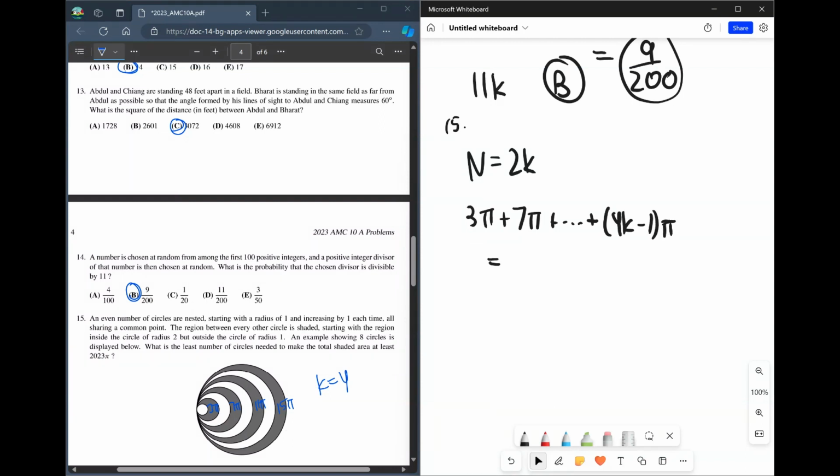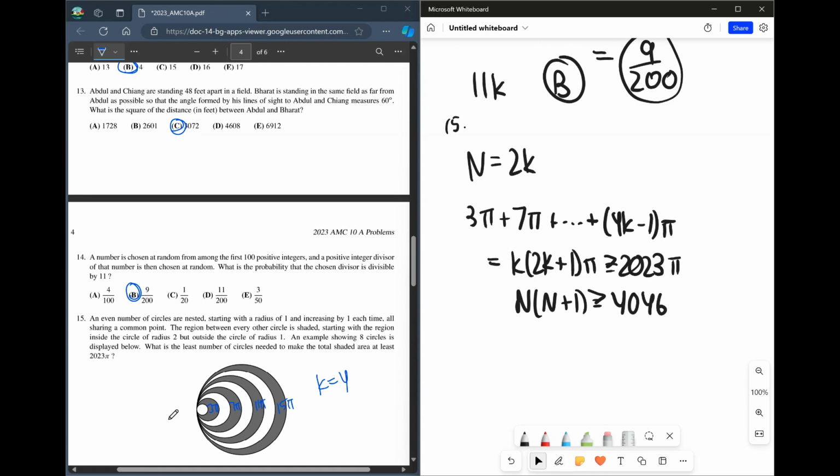Using the arithmetic series formula, this ends up being k times (2k plus 1) pi, and we want this to be at least 2023 pi. If we multiply both sides by 2, we end up getting n times (n plus 1), and we want this to be at least 4046.